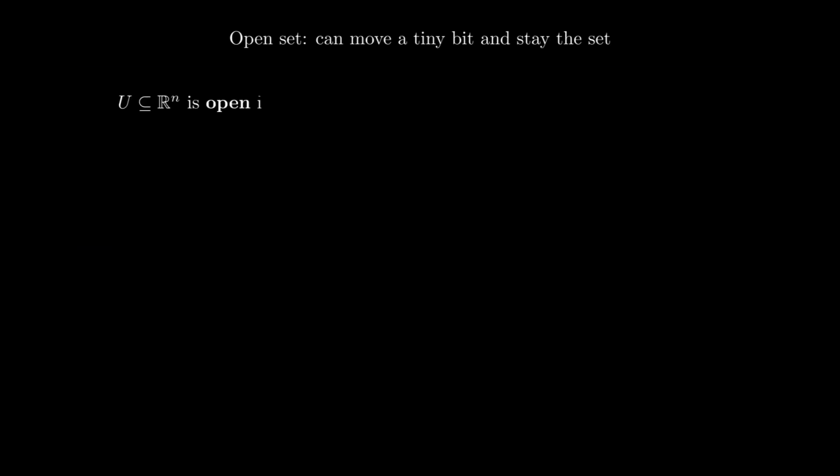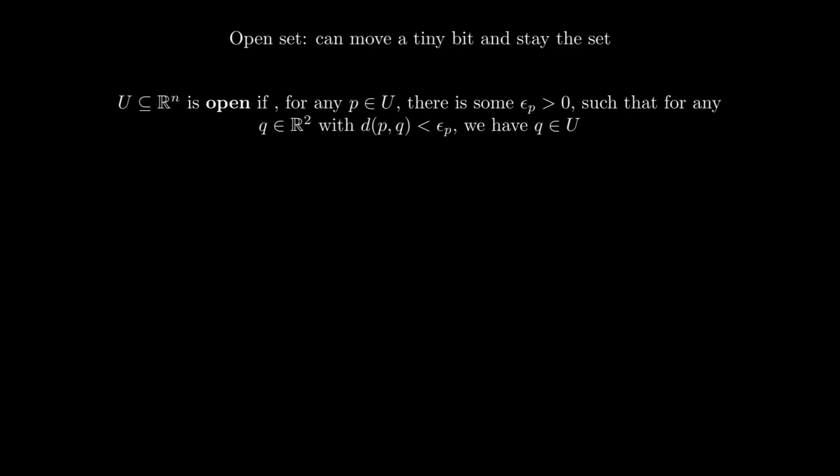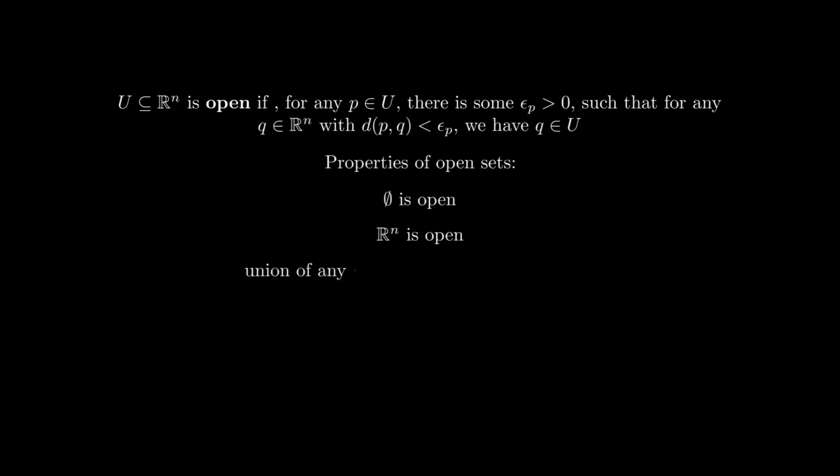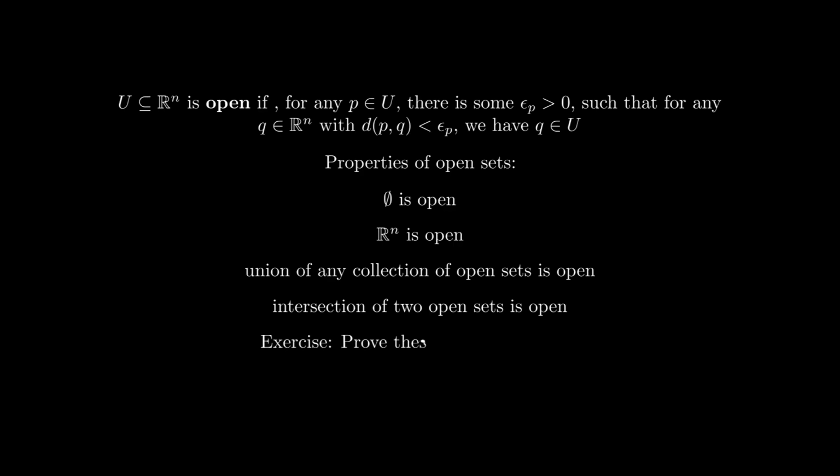Here's the formal definition of an open set in a metric space such as Rn. A set is open if, given a point in the set, there is some epsilon greater than 0, which can depend on the point, such that if you move the point by a distance less than epsilon, you stay in the set. Some properties of open sets are: the empty set is open, the entire space is open, the union of any collection of open sets is open, and the intersection of two open sets is open. As an exercise, prove these properties for Rn.